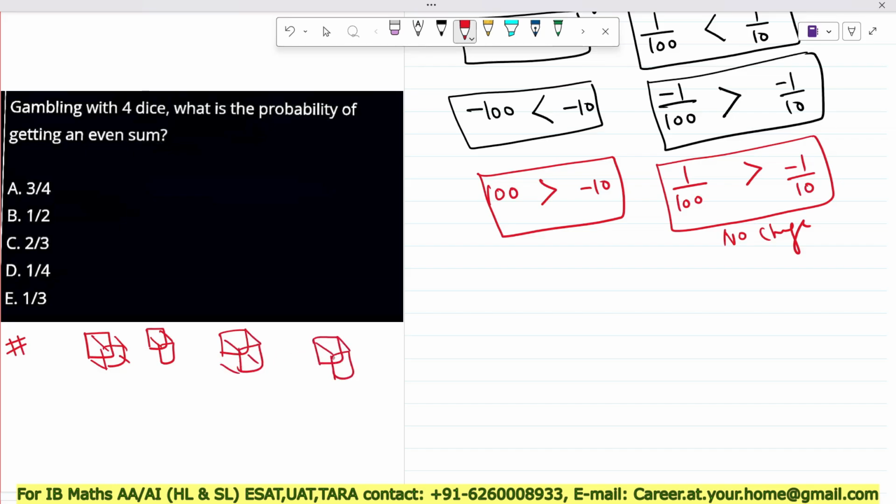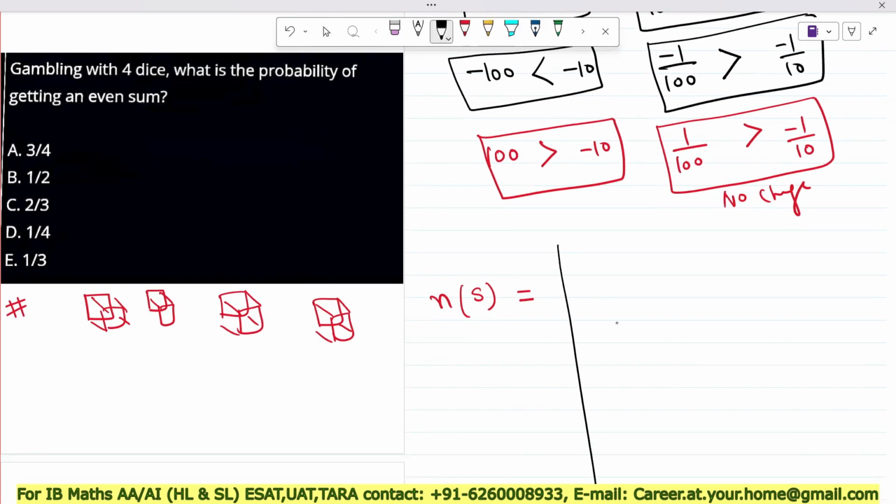12. Number of elements in the sample space. Sample space essentially means how many outcomes there are, right? Yeah, all possible outcomes. 12 possible outcomes. You sure? No, sorry. Gambling with four dice. Yeah, four dice. Okay. Now link your knowledge, you know this.